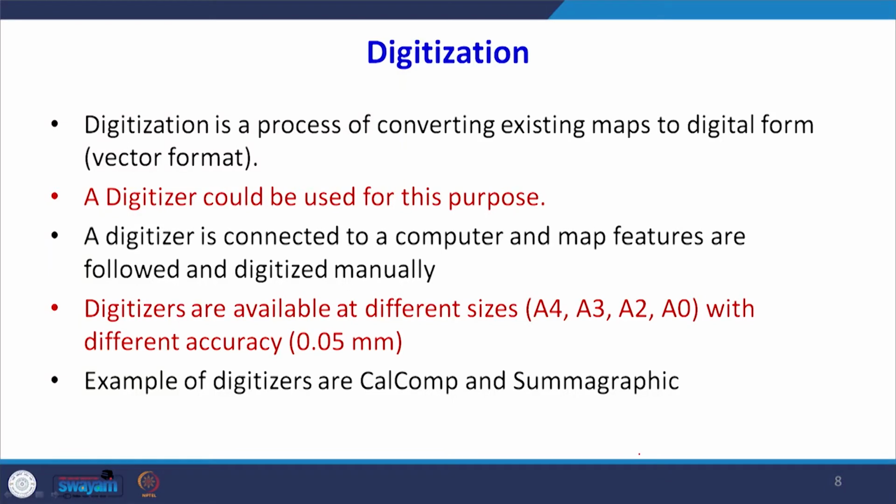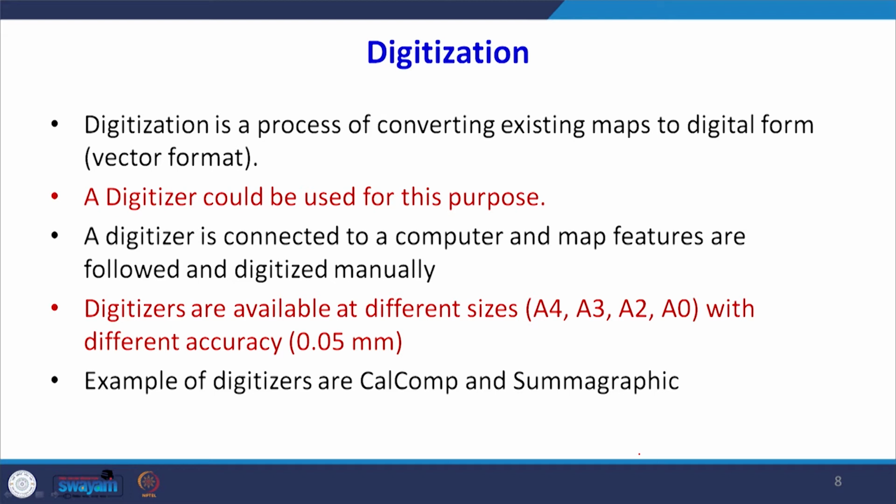Now the important part is digitization. It is basically the conversion of all our existing paper maps, hard copy maps, into digital format. In the digitization process, we are doing the vectorization. We are converting into the vector format, as you have learned that there are two distinct formats in GIS, vector format and raster format.